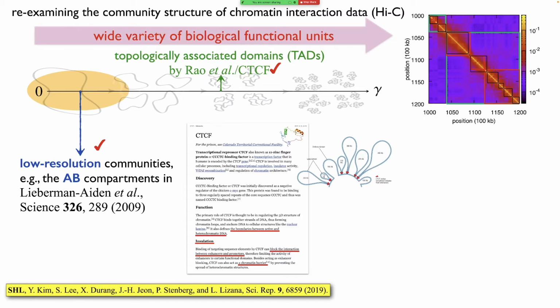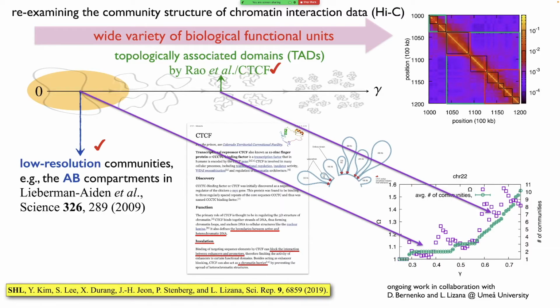In collaboration with the Umeo group again, I got this preliminary result that there are actually several regions of gamma with consistent communities, which may correspond to our previous rediscovery of the AB compartment and the topologically associated domain, or TAD, and potentially suggest some other types of biologically unexplored areas. We are working on this and hopefully will get some meaningful results soon.